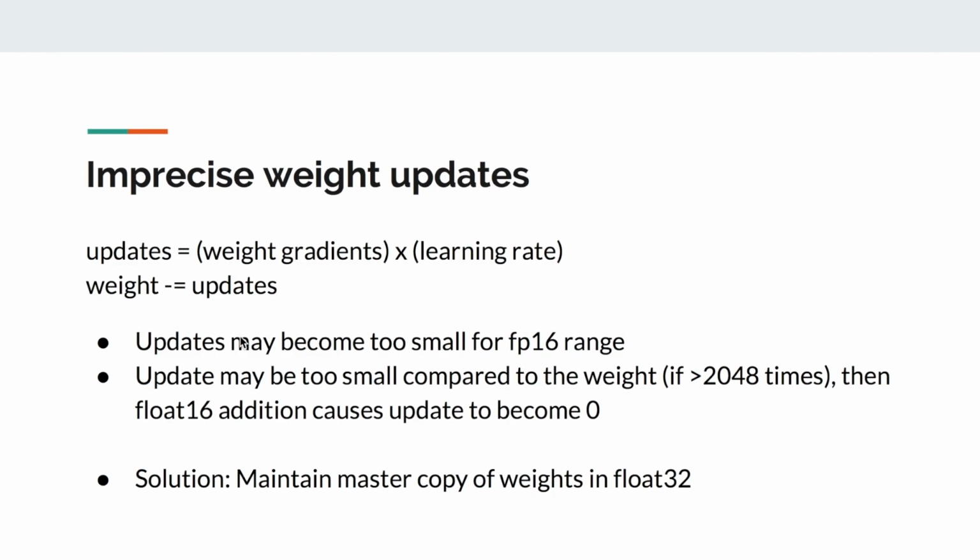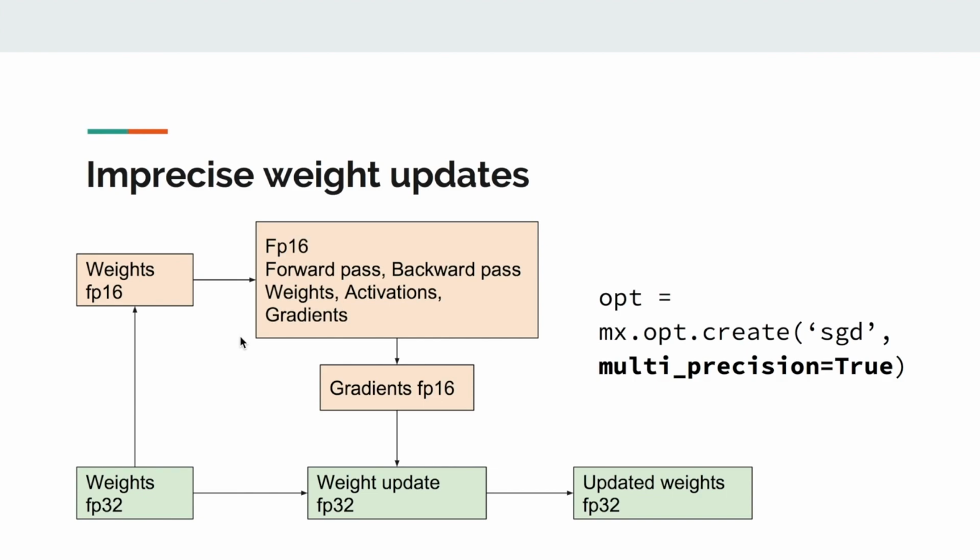To get around this, it is recommended to maintain a master copy of the weights in float 32. In this case, the gradient is in float 16, but the weight update is in float 32, so that the weights can be updated in that. This is activated by using an MXNet optimizer with the multi-precision mode by passing in this field when you're creating an optimizer.